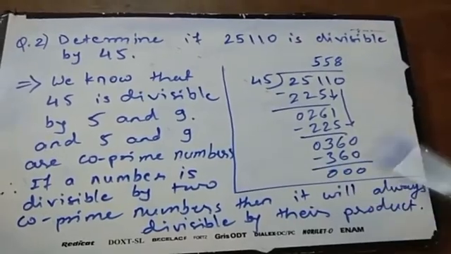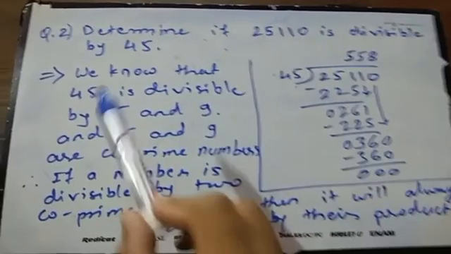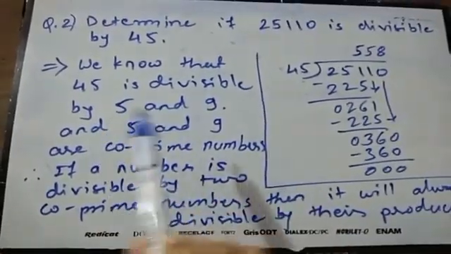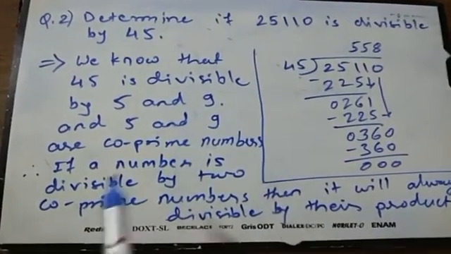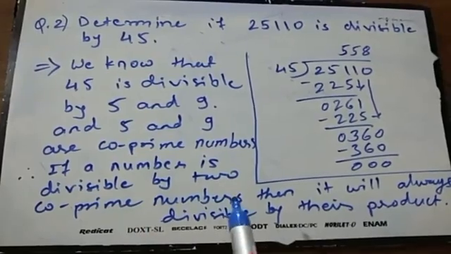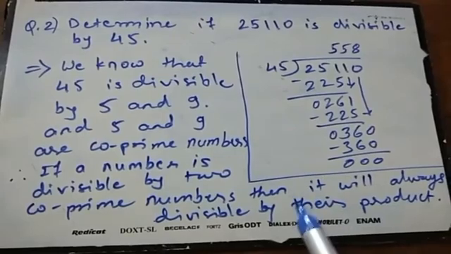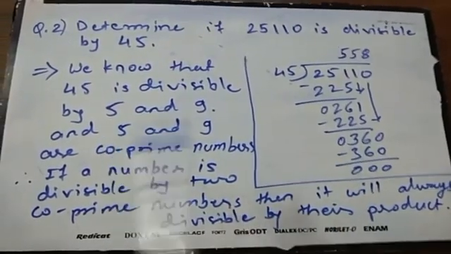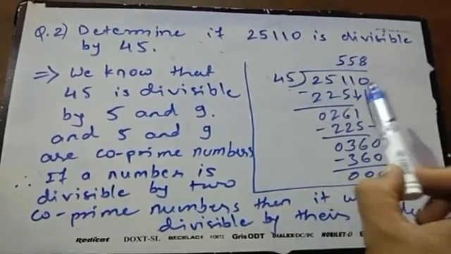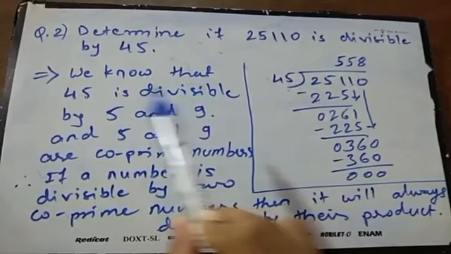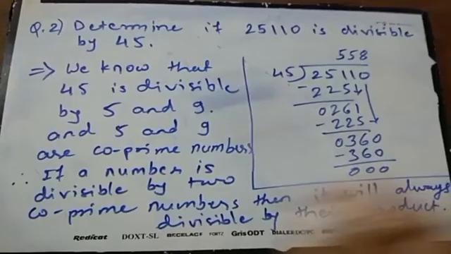But instead of using this long method, we can use a divisibility rule. We know that 45 is divisible by 5 and 9, and 5 and 9 are co-prime numbers. One rule says that if a number is divisible by two co-prime numbers, then it will always be divisible by their product also. The product of 5 and 9 is 45. So if 25,110 is divisible by 5 and 9, then it will definitely be divisible by 45. Shall we check whether 25,110 is divisible by 5 and 9?